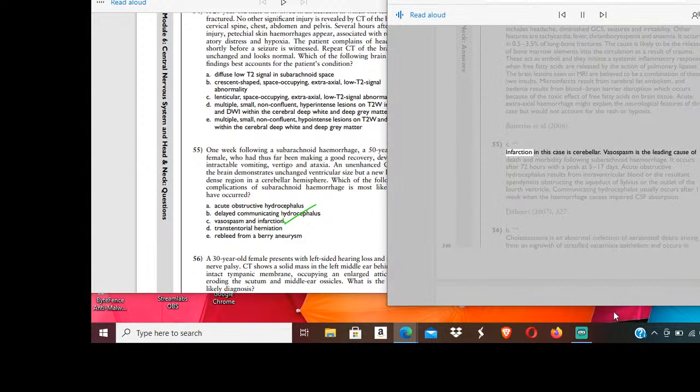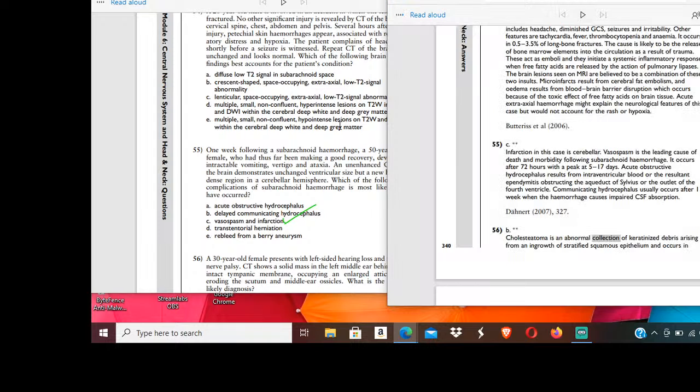55. C. Infarction in this case is cerebellar. Vasospasm is the leading cause of death and morbidity following subarachnoid hemorrhage. It occurs after 72 hours with a peak at 5-17 days. Acute obstructive hydrocephalus results from intraventricular blood, or the resultant ependymitis obstructing the aqueduct of Sylvius, or the outlet of the fourth ventricle. Communicating hydrocephalus usually occurs after 1 week, when the hemorrhage causes impaired CSF absorption. Dehnert, 2007, 327.